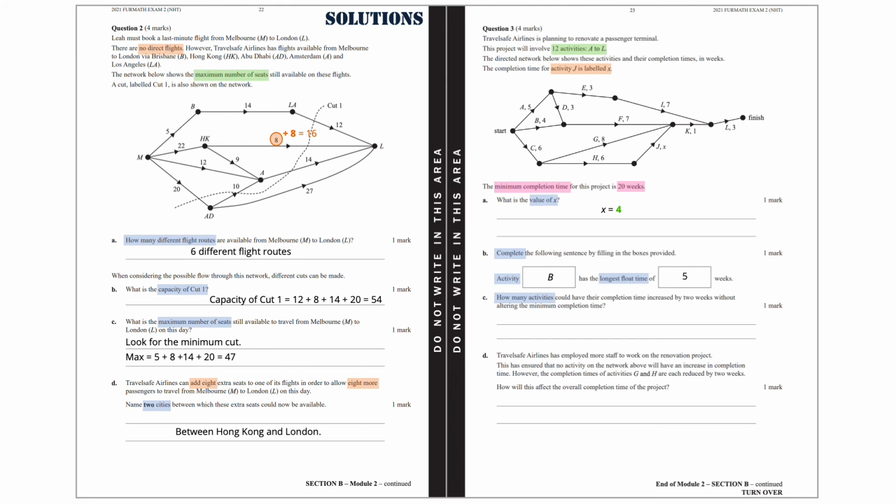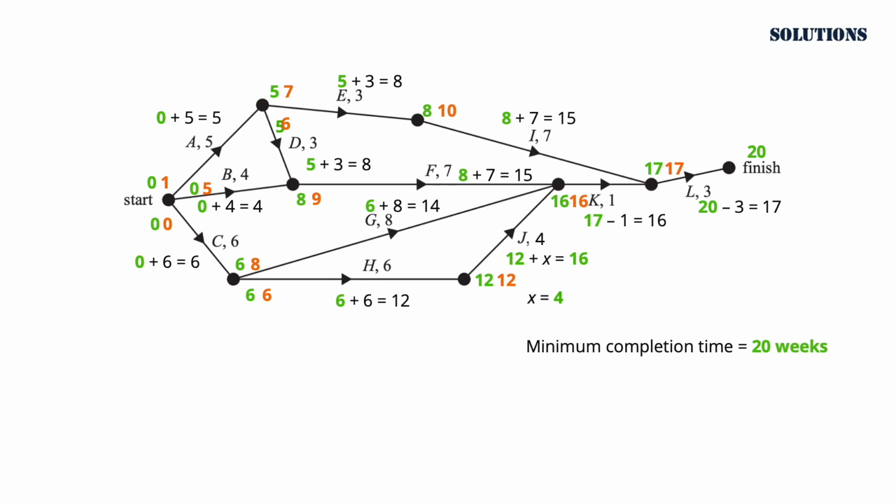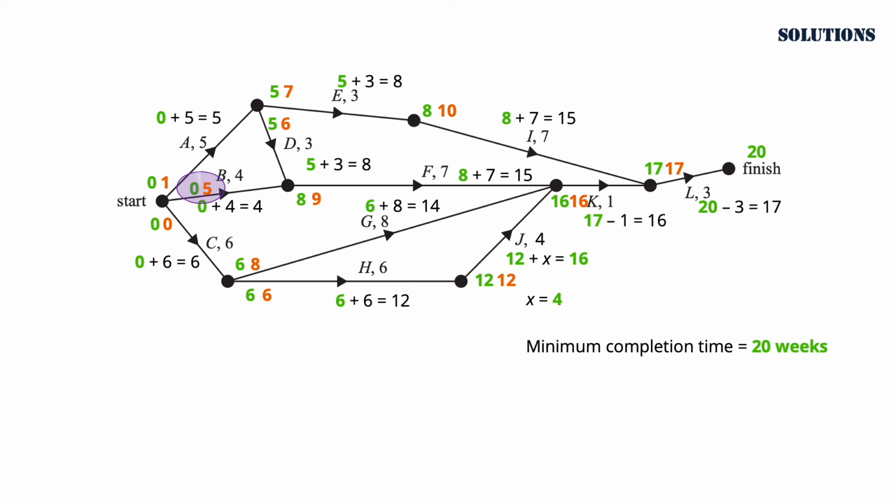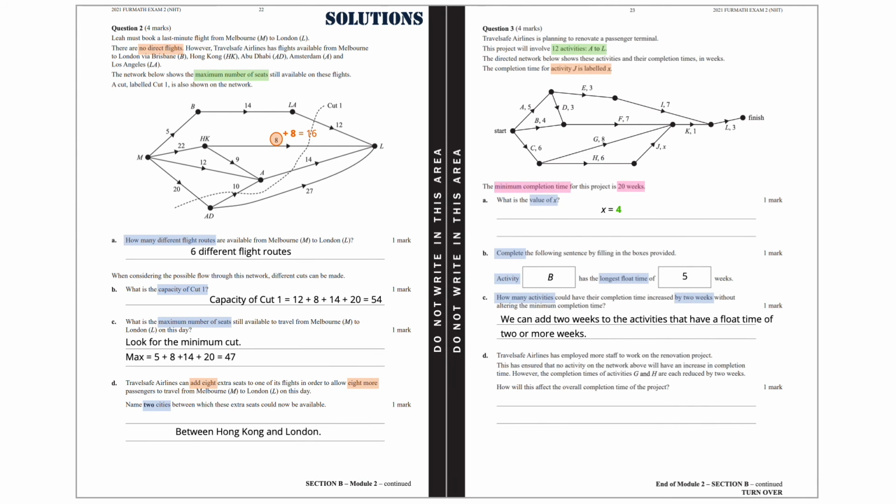Part C. How many activities could have their completion time increased by 2 weeks without altering the minimum completion time? These activities are the ones that have a float time of at least 2 weeks. And these activities are activity B with a float time of 5 weeks, activity E with a float time of 2 weeks, activity I with a float time of 2 weeks, and activity G with a float time of 2 weeks. So there are 4 activities.